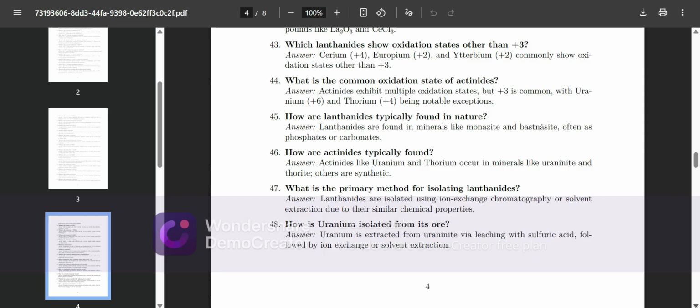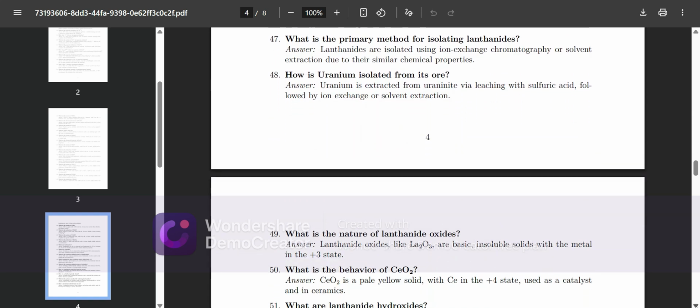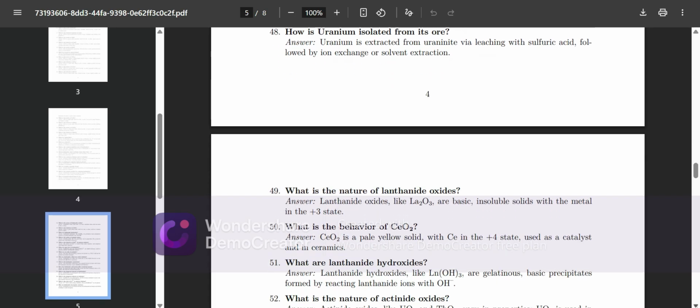What is the primary method for isolating lanthanides? Lanthanides are isolated using ion exchange chromatography or solvent extraction due to their similar chemical properties. However, uranium is extracted from uraninite via leaching with sulfuric acid, followed by ion exchange or solvent extraction.